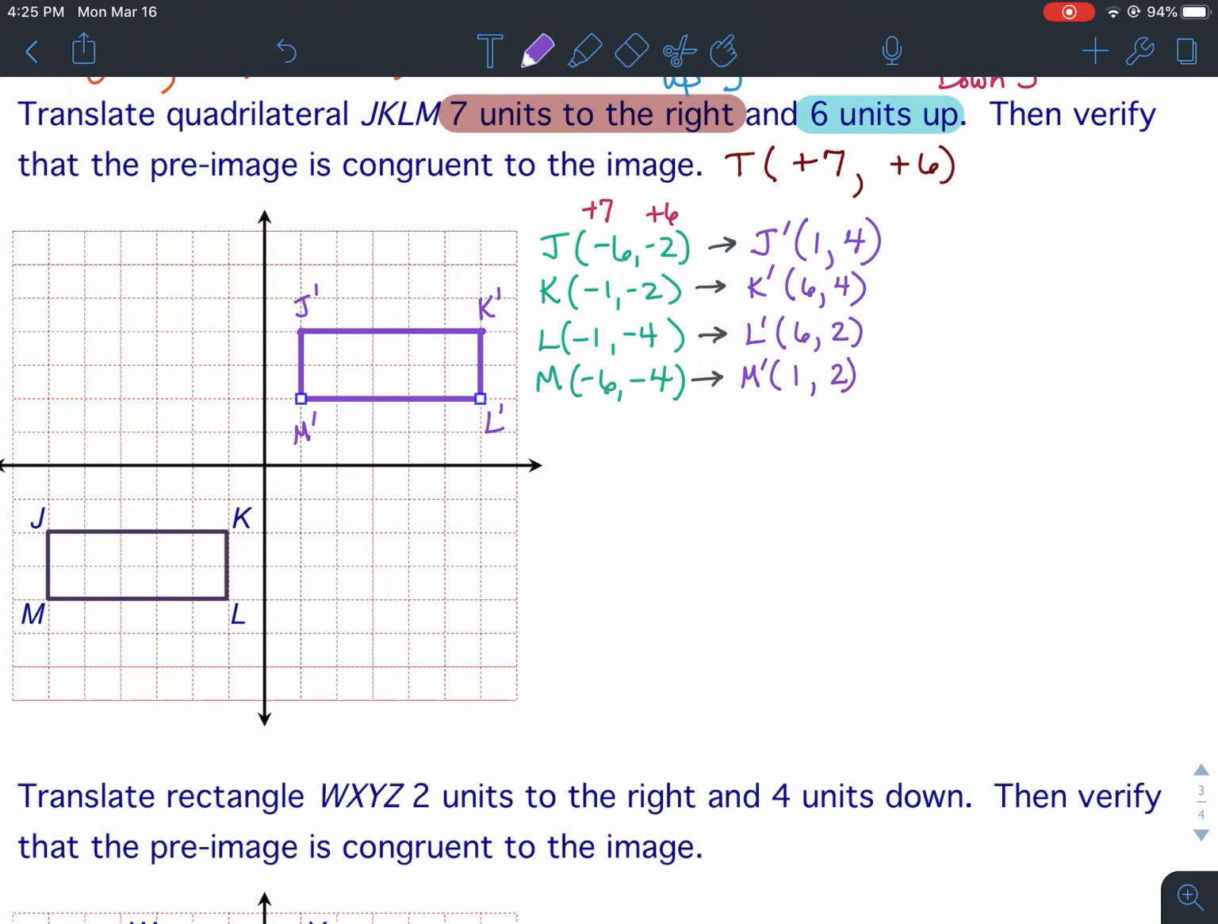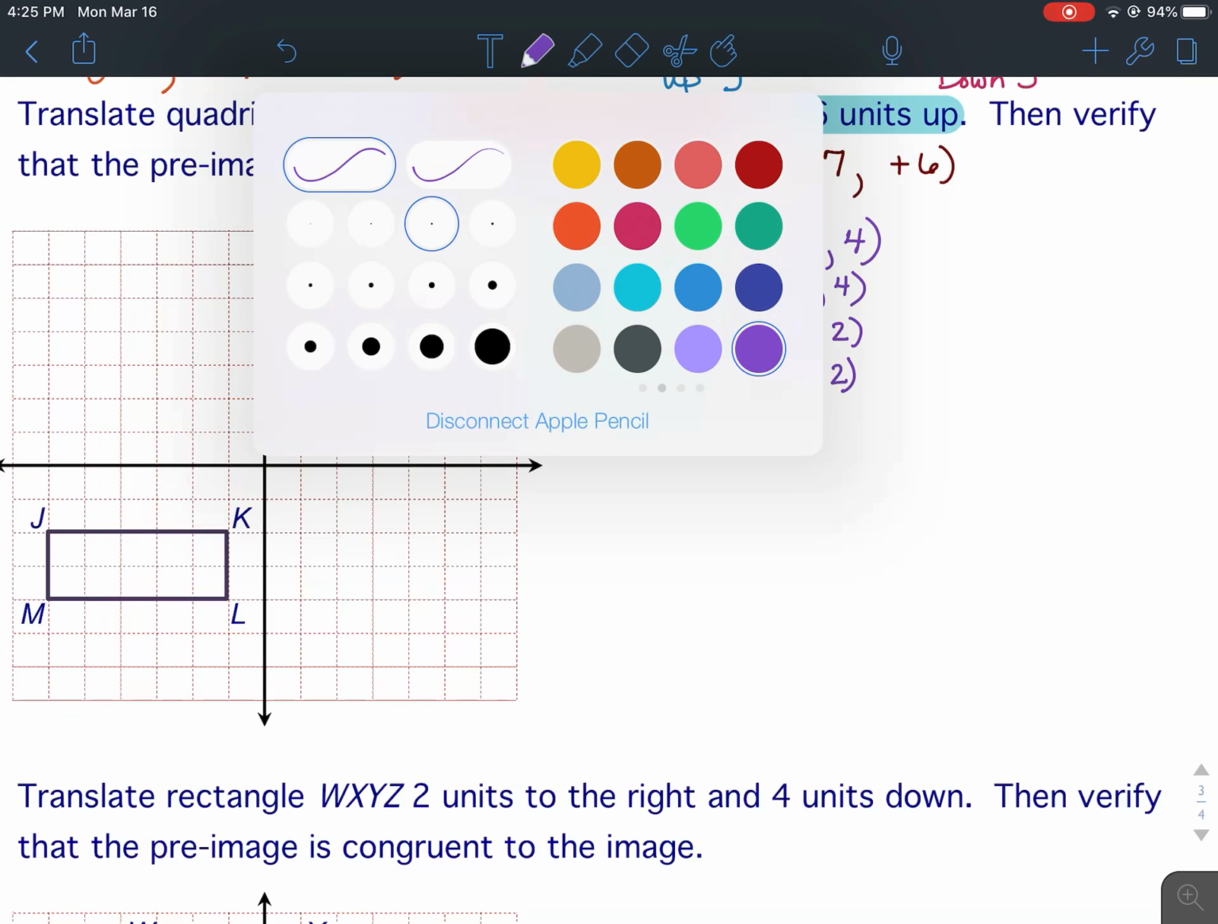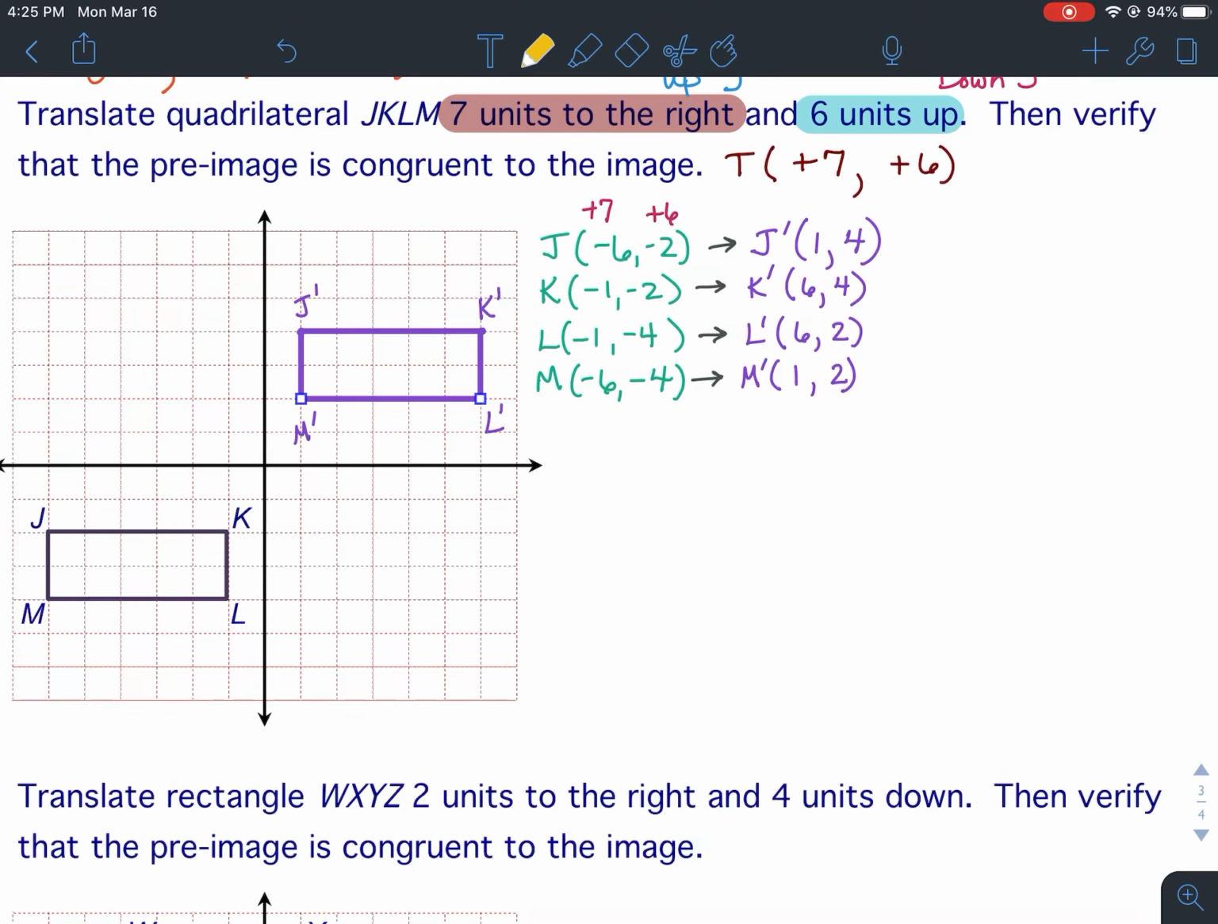All right, so now let's double check. We moved 7 to the right and 6 units up. So let's go from point L and up to L prime to see if we went 7 units to the right and 6 units up. So I'm going to count over 1, 2, 3, 4, 5, 6, 7. And then up 1, 2, 3, 4, 5, 6. So did we go 7 to the right and 6 units up? We sure did. So L prime is 7 units to the right and 6 units up from L.